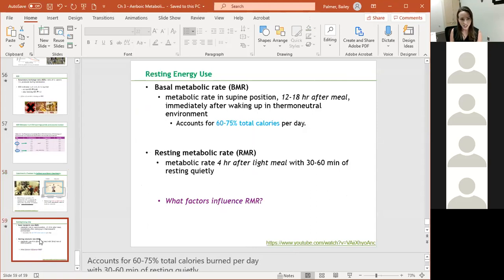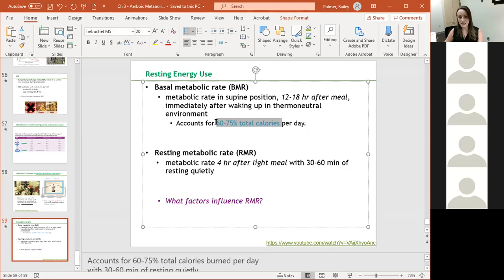Kind of last slide here is understanding BMR. RMR, BMR, same thing, very similar. And this number right here is the percentage of calories that we can estimate from an RMR or a BMR value. So if we get a number, let's say that our BMR is 1500, so 1500 calories that we burn at rest, 60 to 75% of that basically gives the estimate of the total calories in the day.